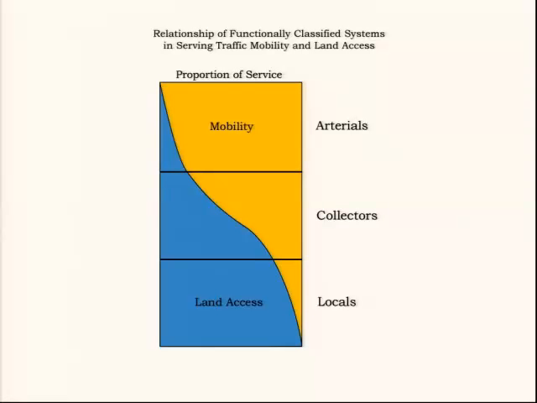The standard diagram of functional classification says that different classes of roads have different amounts of through traffic. That seems reasonable. Even the most pedestrian-oriented cities have a hierarchy of streets, where large streets carry more through traffic and smaller streets are quieter. So what's the problem?